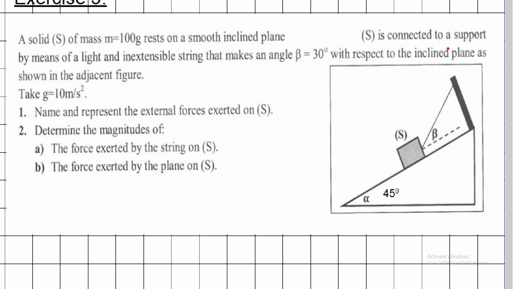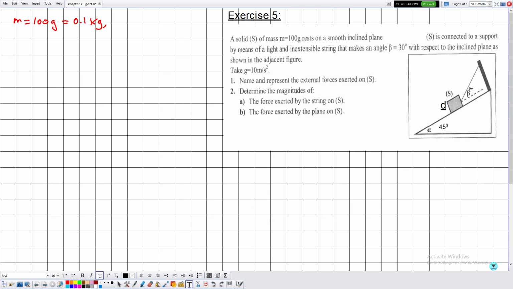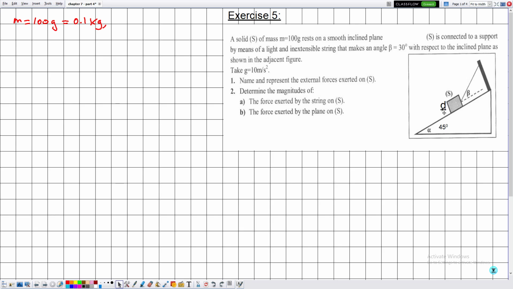Then S is connected to a support by means of a light and inextensible string, and the word inextensible means that the string is always stretched. It means that the tension is transmitted equally at both ends of the string, such that it makes an angle beta, beta equal to 30 degrees, with respect to the inclined plane, as shown on the adjacent figure. Take g equal to 10 meters per second squared, which is equal to 10 newtons per kilogram.